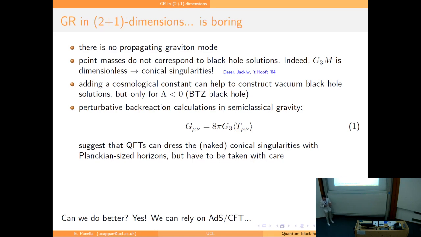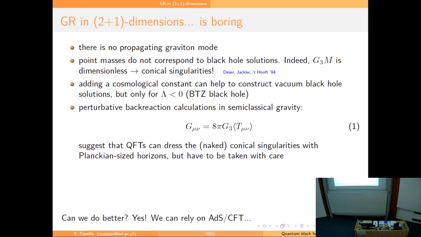And the reason is that G3M here, that usually gives you a length scale for a black hole horizon, in 3 dimensions gives you just a dimensionless number, and what that represents is an angular deficit. So point masses in 2+1 dimensions actually correspond to conical singularities. But you can try and do something else.